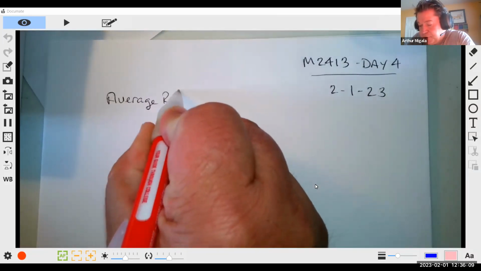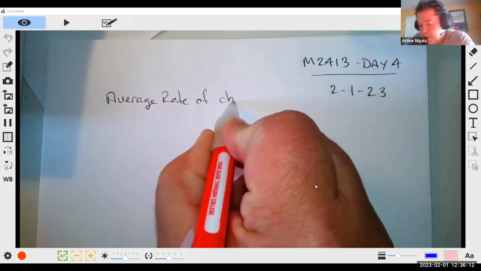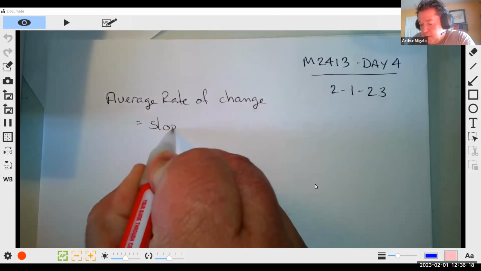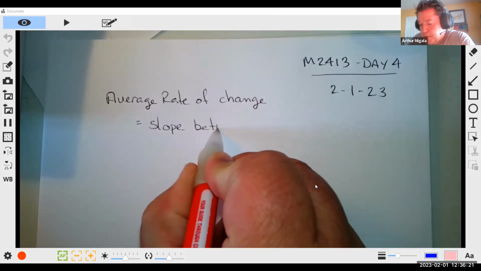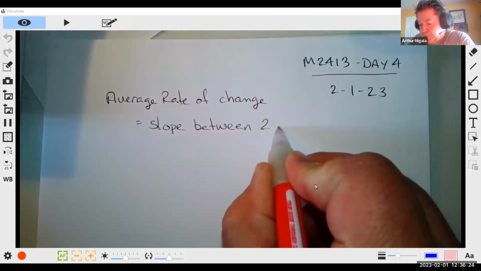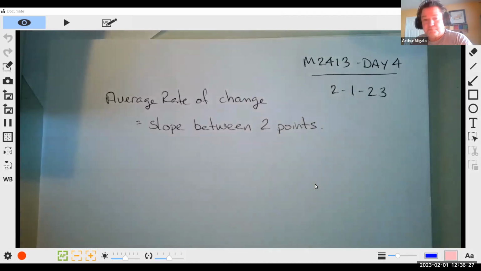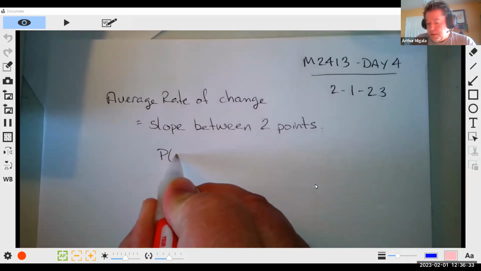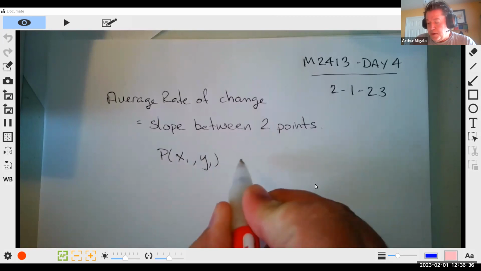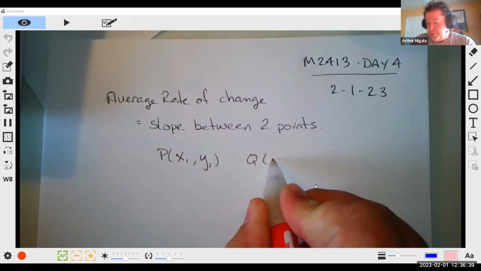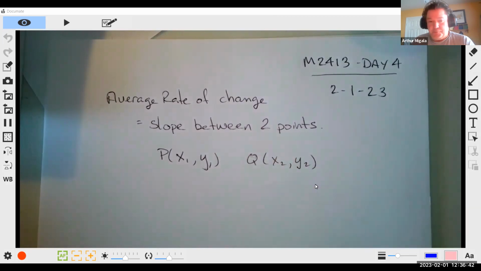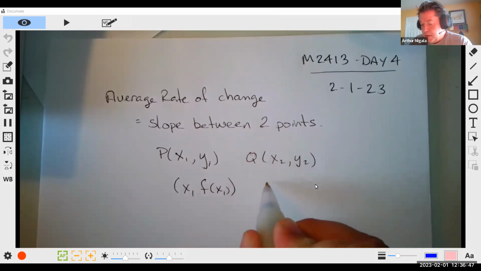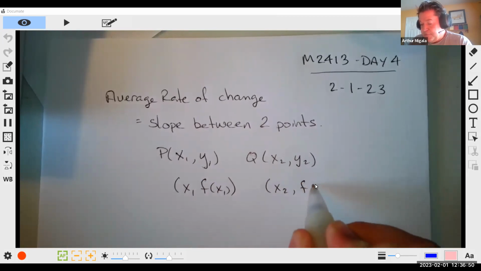The average rate of change is the slope between 2 points. You have point P, which is x1, y1, and point Q, which is x2, y2, or x1, f of x1, x2, f of x2.